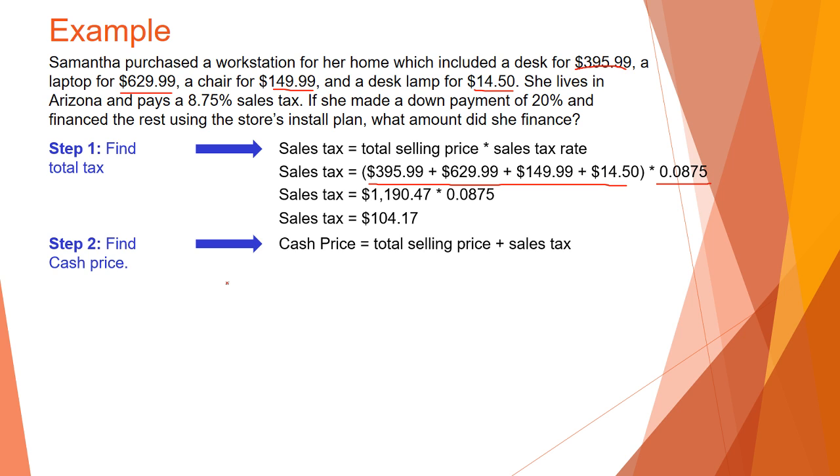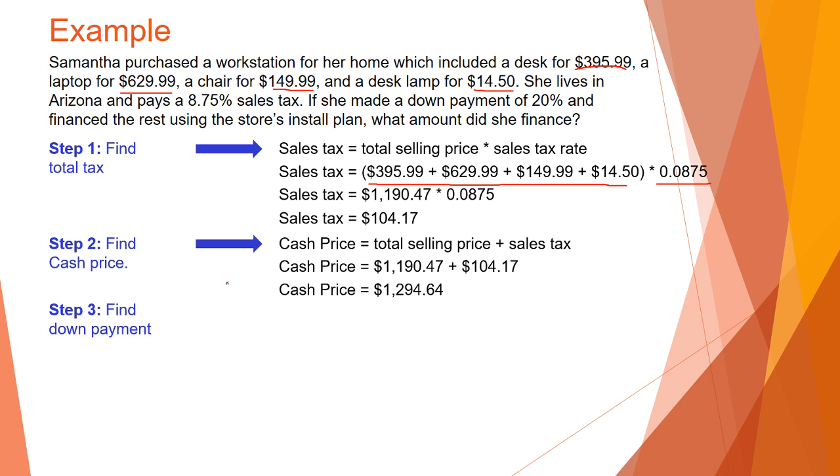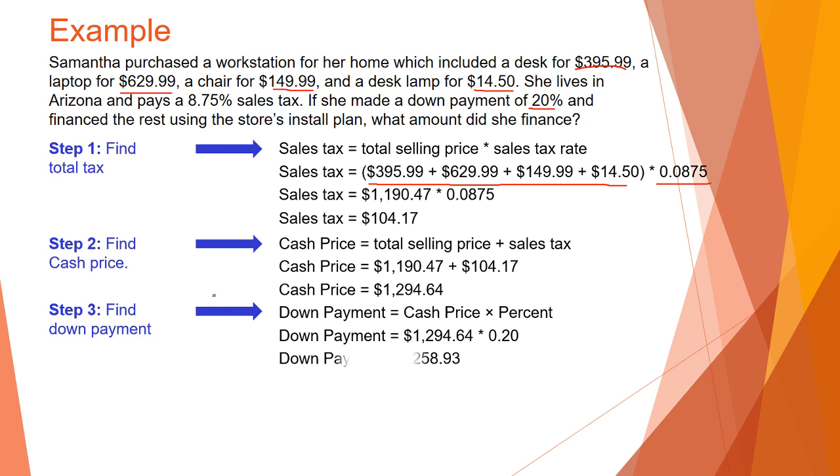Now we need to find out how much the total purchase was. So we add the total selling price with the sales tax. That means we have the total purchase price of $1,294.64. After we find that, we can find the down payment. It is 20%, right? Up here, 20%. Again, multiply by 0.20, and we get the down payment of $258.93. So Samantha has to give that money up front.